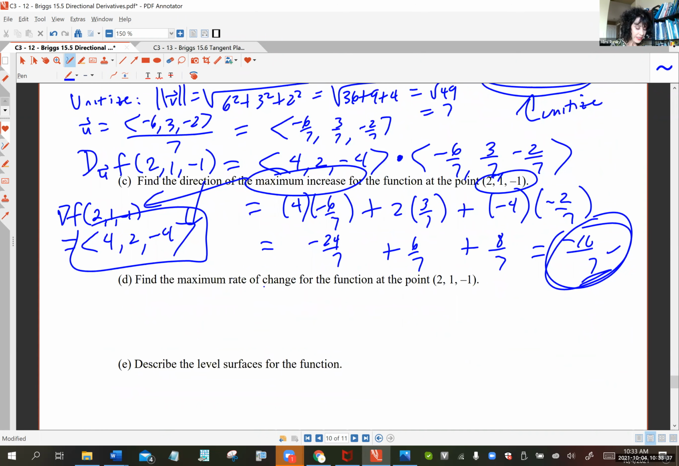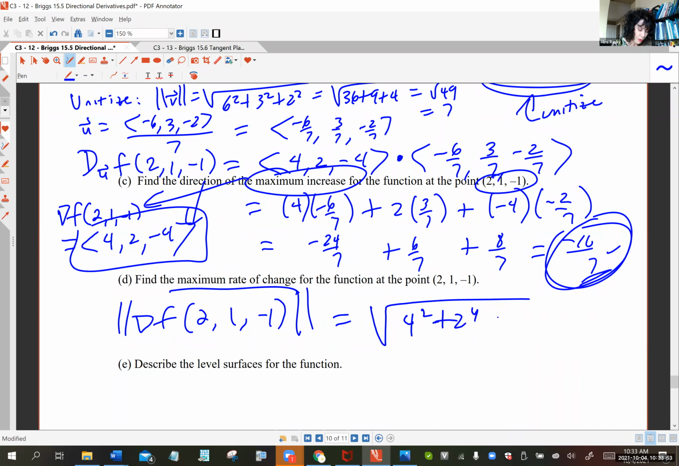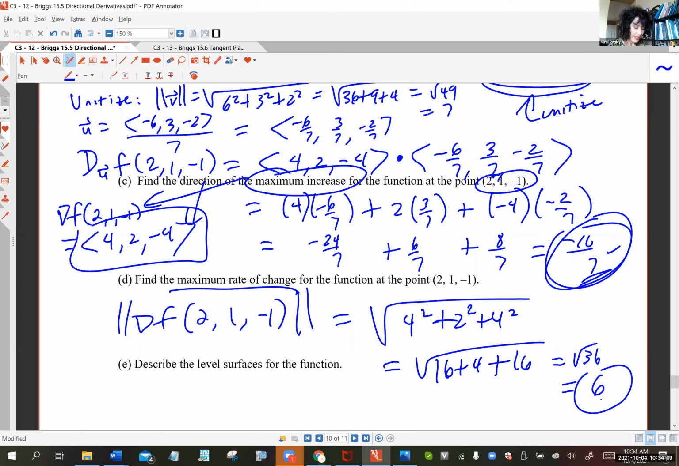Now, what is that maximum rate of change that the fly's temperature is going to change? That will be the magnitude of the gradient at that point. So we're going to go the square root of 4 squared plus 2 squared plus 4 squared. What is the square root of 16 plus 4 plus 16? Square root of 36. Nice. So 6. That's the answer to letter D.